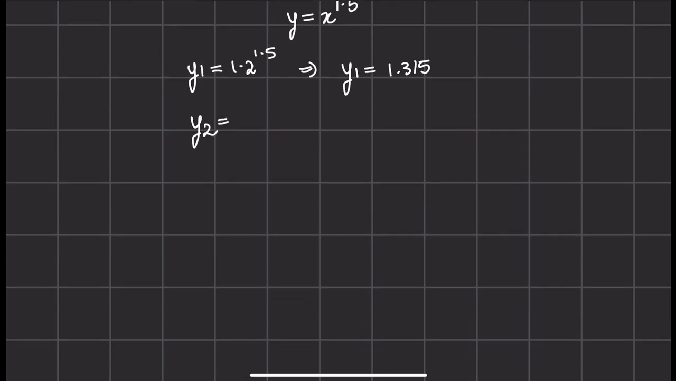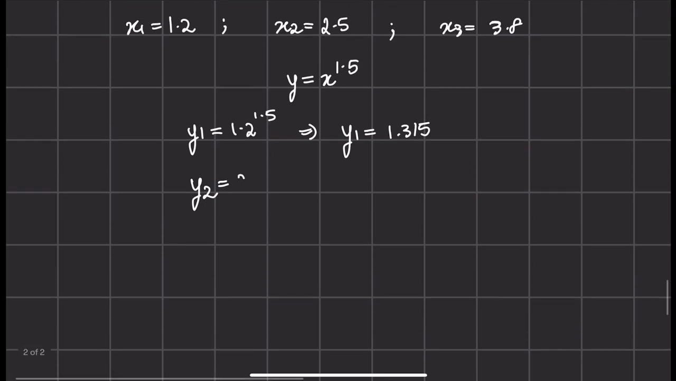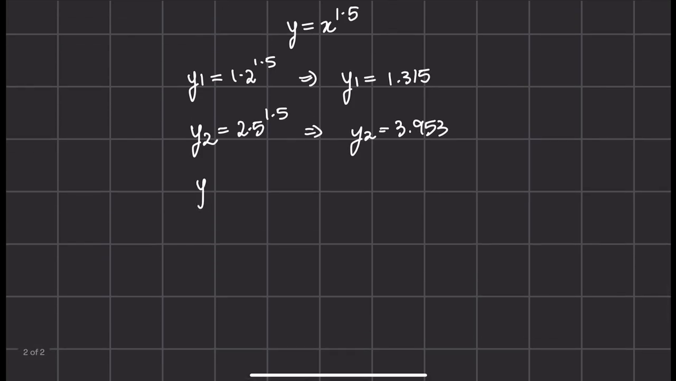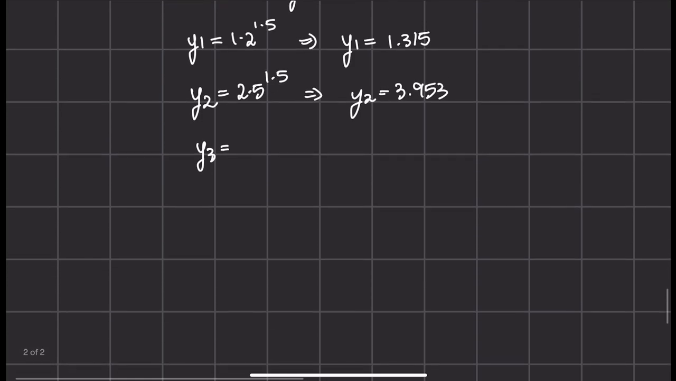Similarly for the value of y2, 2.5 to the power 1.5, which is equivalent to 3.953. For the value of y3, 3.8 to the power 1.5, y3 is 7.408.